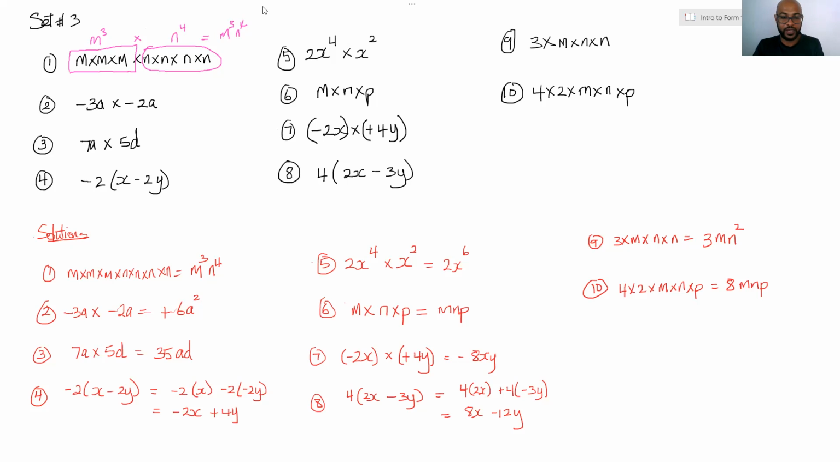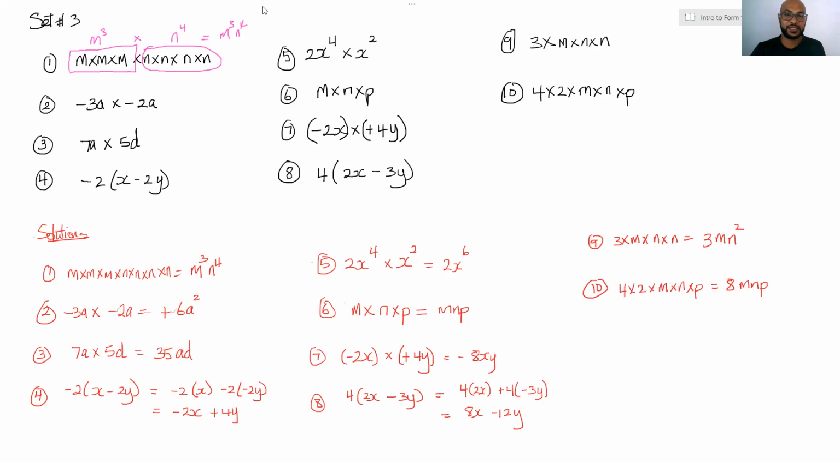Number 3, we have 7a multiplied by 5d. Again, we do the numbers first. 7 5s are 35. There was no need for me to consider signs here because the signs are the same, they're both positive numbers. So 7 5s are 35, and then a by d, just joining those letters together.